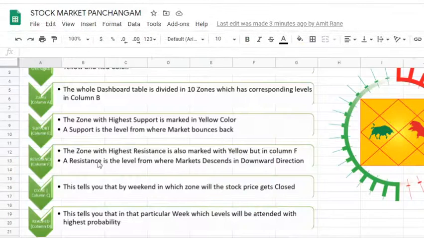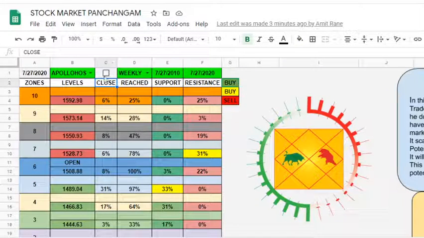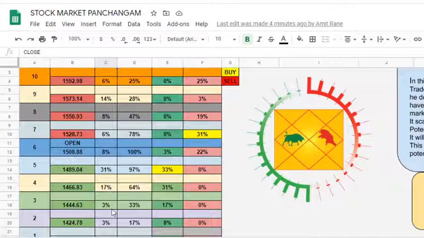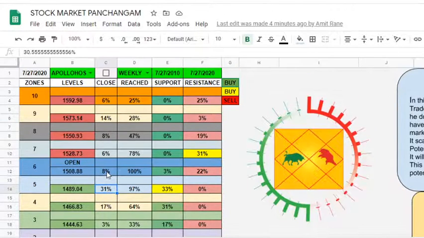Okay, then next, close, column C. Column C, this is close, so this gives the probability of where the market is going to close at the end of the week. Wherever the percentage is high, you should anticipate that in that particular zone you will be having the closing for that particular week. So over here if you see, the highest closing is in zone 5, so you should expect the market to close in zone 5 by weekend in this particular script, Apollo Hospital, right?